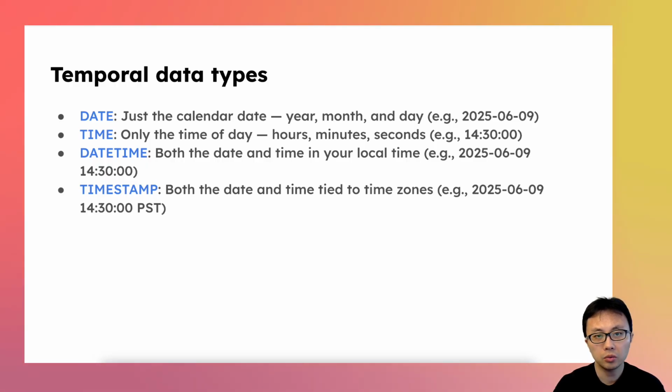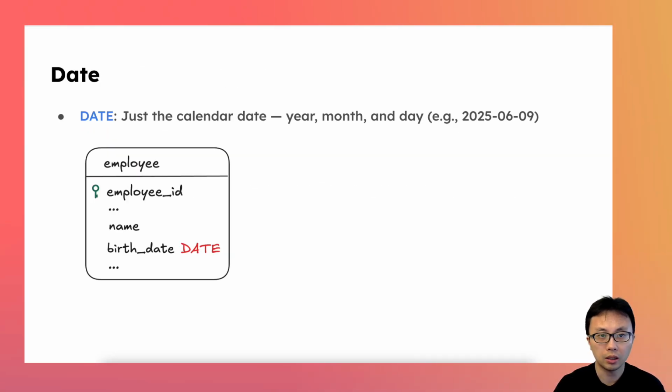Timestamp is similar to datetime, but the date and time are tied to a specific time zone, like Pacific time zone or Eastern time zone. That's an overview of all the different commonly used temporal data types. Now let's look at each of them closely, starting with date.